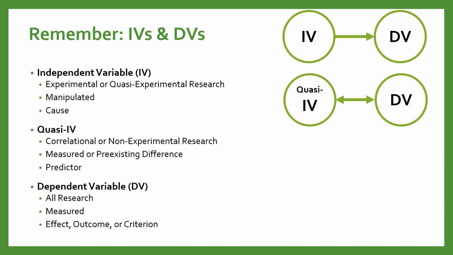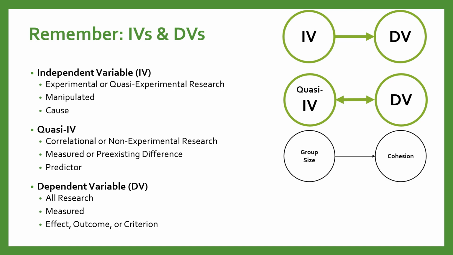So now let's think about some examples of independent or quasi-independent variables and dependent variables. I know it's tricky because quasi-independent variables aren't involved in quasi-experimental research. Sorry about that, that's not my fault, but I know that's tricky. So try to put those two things apart, right? Quasi-experimental research involves manipulation. Correlational and non-experimental research don't involve manipulation, and that's why the independent variables in that type of research are called quasi-independent variables.